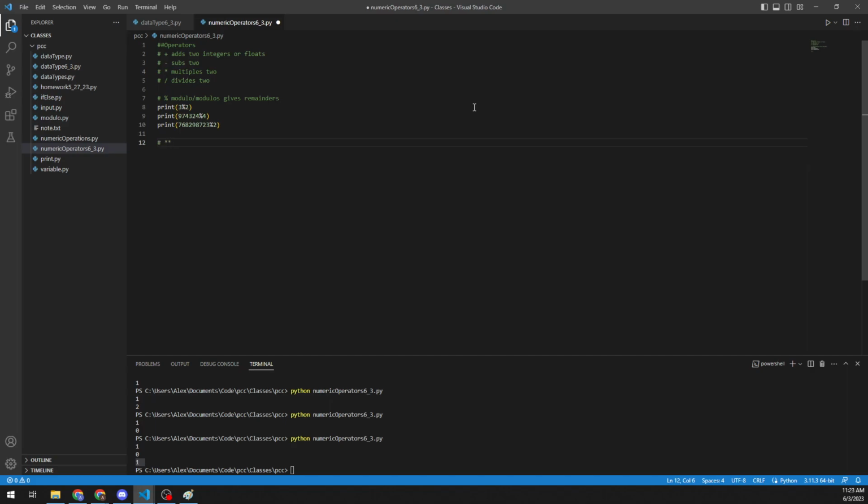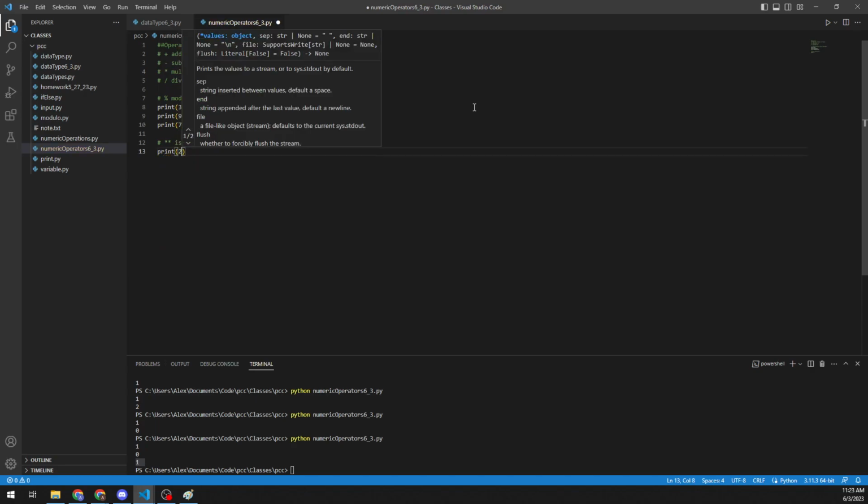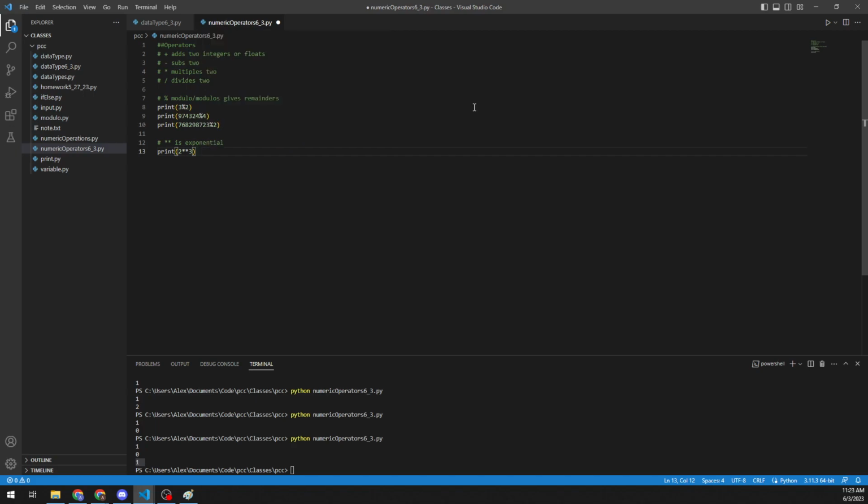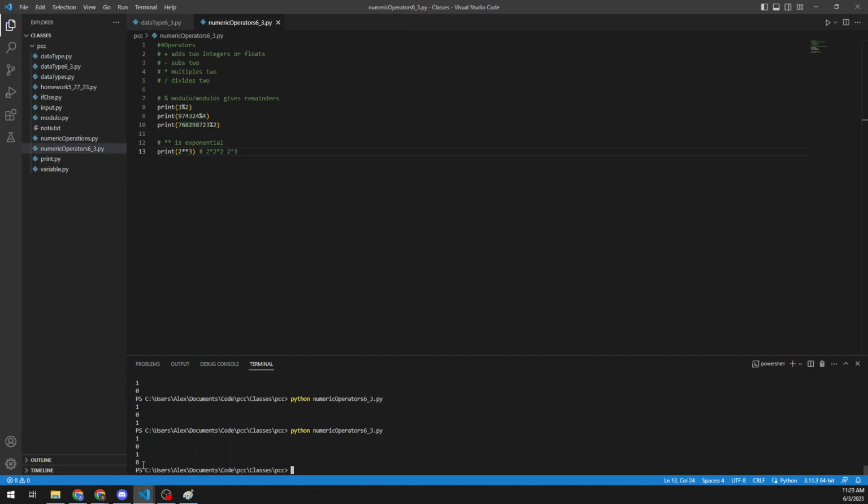Double asterisk is exponential. So, print 2 asterisk asterisk 3. That is equal to 2 times 2 times 2, right? Or 2 to the 3rd power. So if we run that, 8.